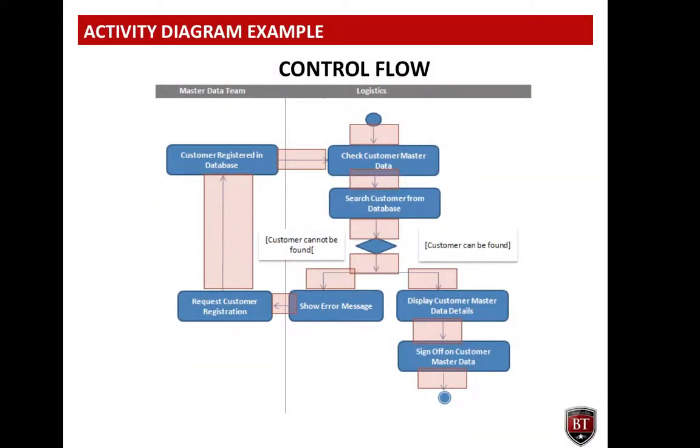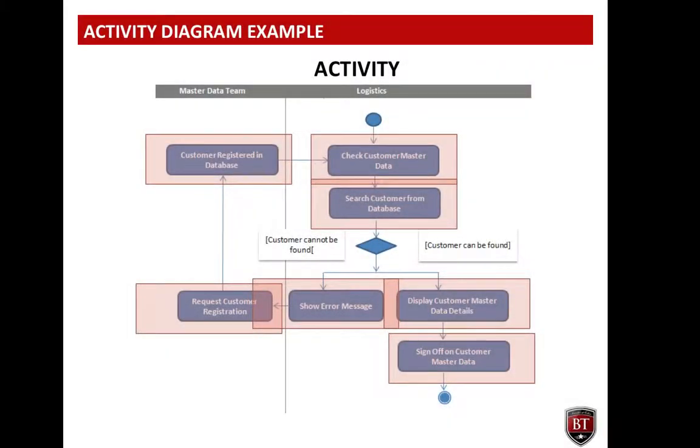The lines ending in an arrow indicate the direction of time and the flow of the process. Those are called the control flow. Each blue box represents a task or step in the process. The blue box is referred to as activity.